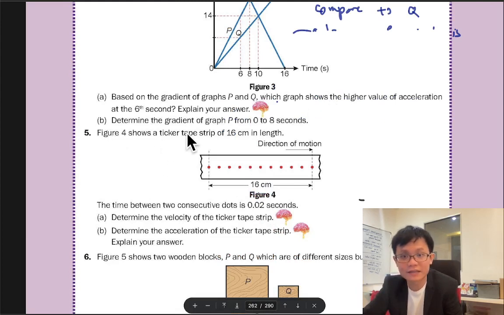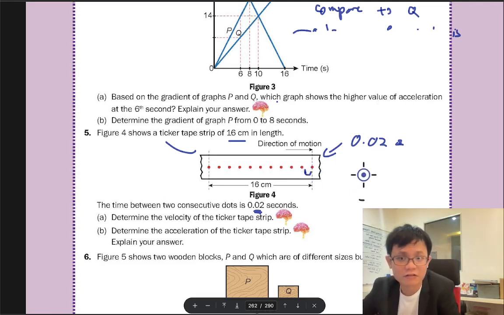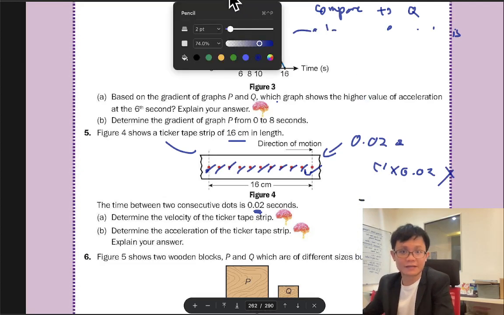Figure 4 shows a ticker tape of 16 cm. What you need to know is usually they already give you 0.02 second. So usually one dot is 0.02 second. The mistake students usually make is they count how many dots: 1, 2, 3, 4, 5, 6, 7, 8, 9, 10, 11. If you use 11 times 0.02, you will get it wrong.